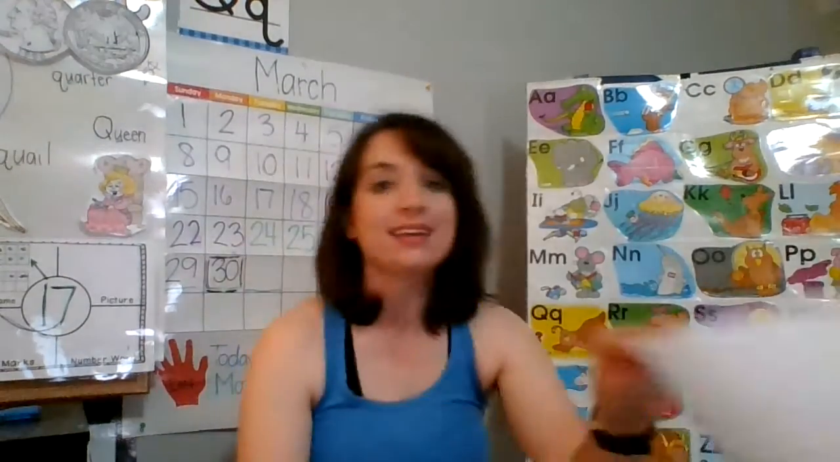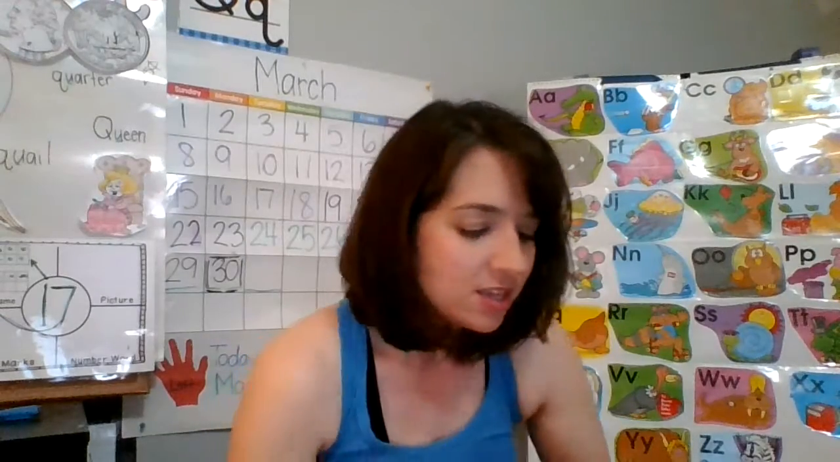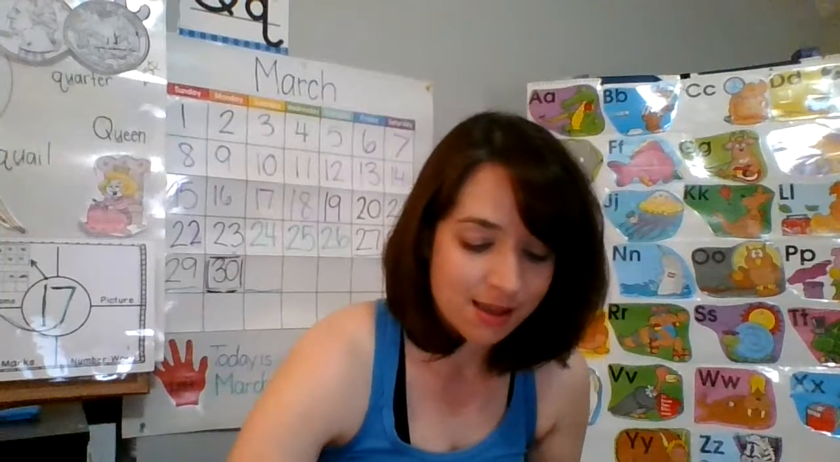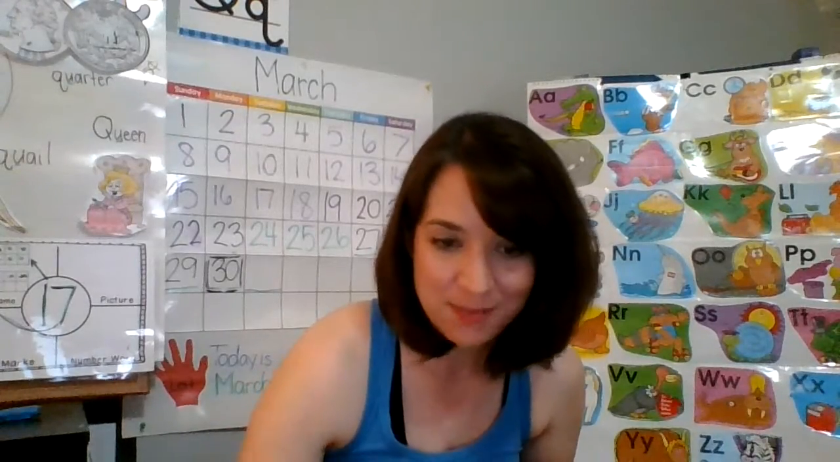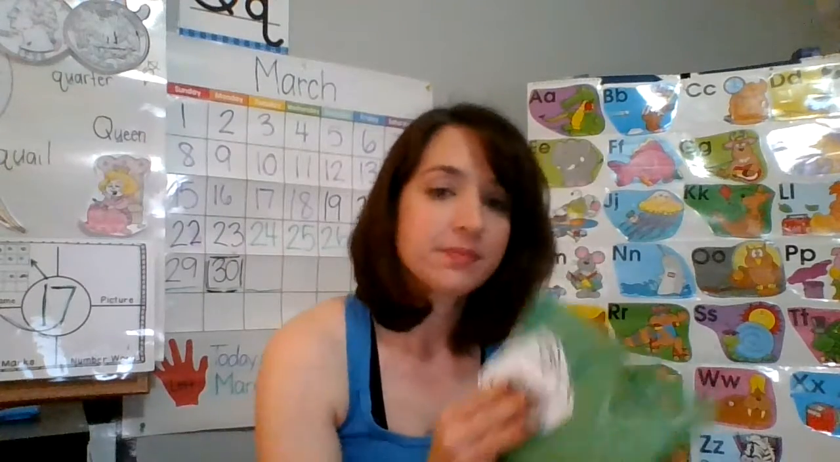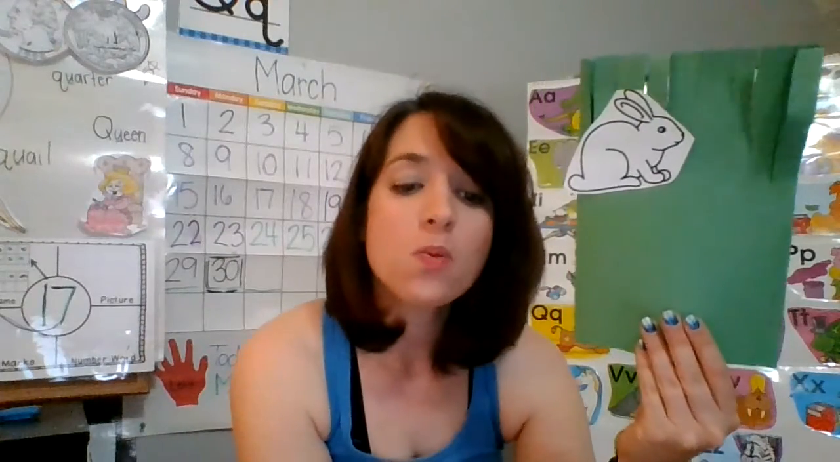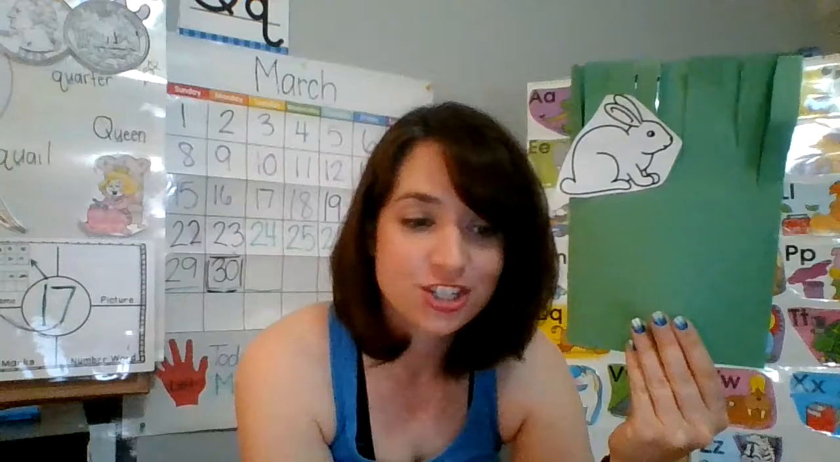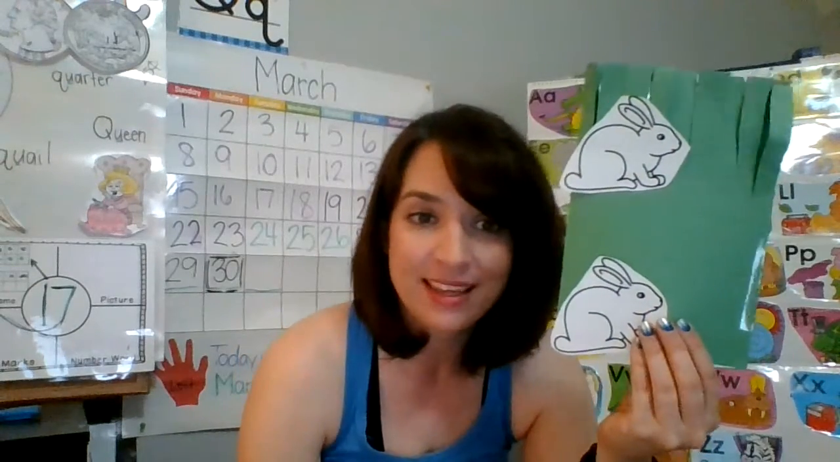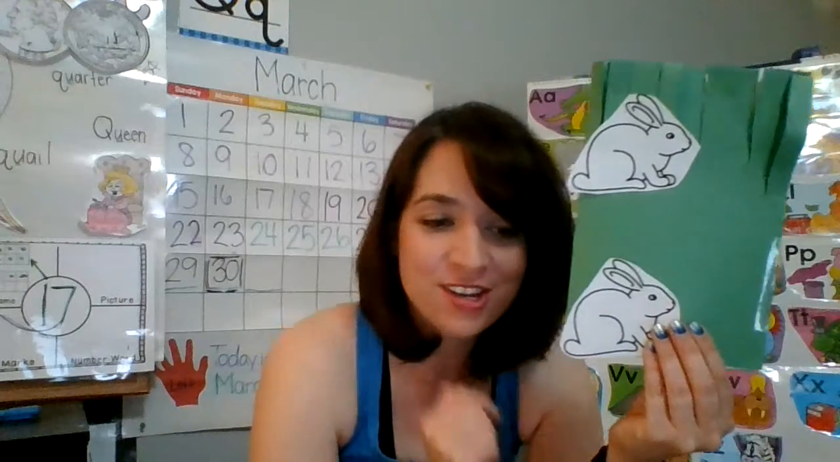It is spring and it's almost Easter, so I thought we would do a cute little poem about some bunnies, some little rabbits, little bunnies, all right? So you got to help me count, okay? There's my bunny. It says, one little bunny saw some grass to chew. He met a friend, and then there were how many? One, two.